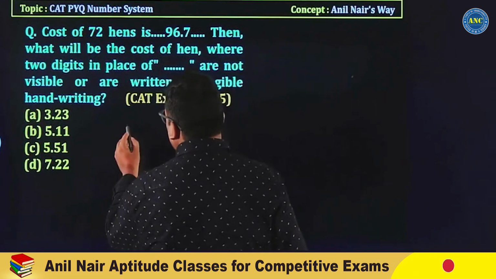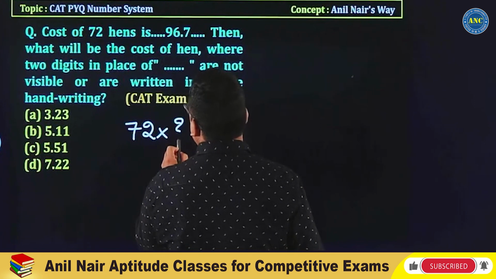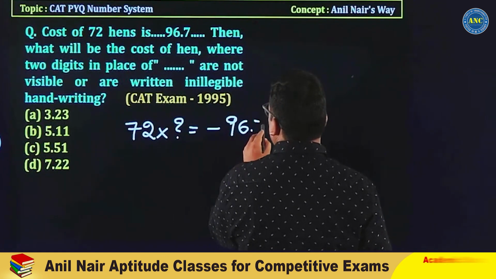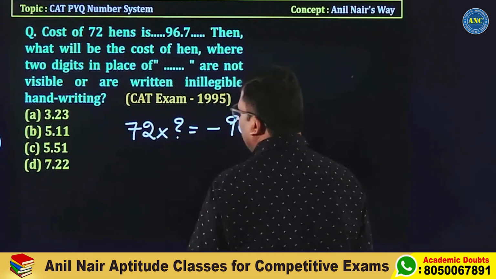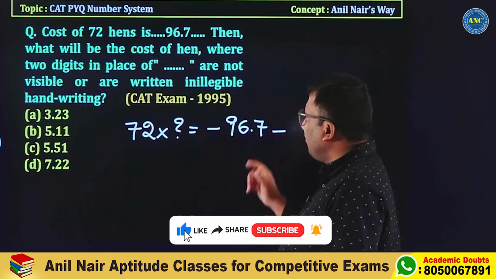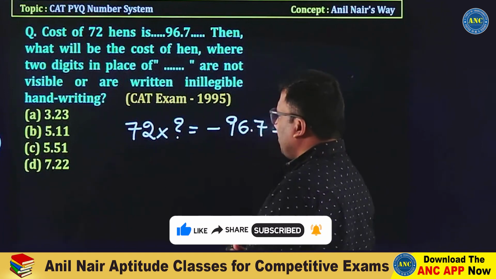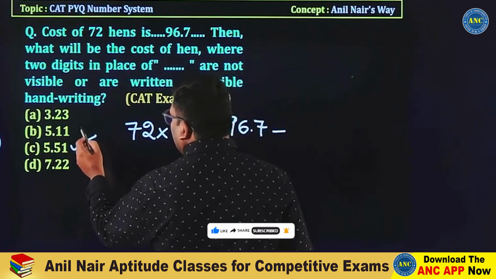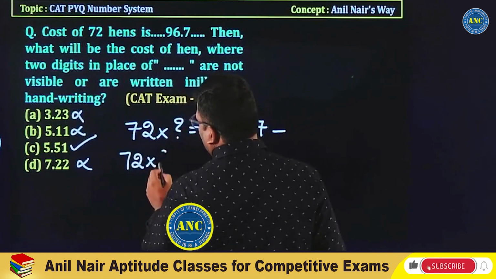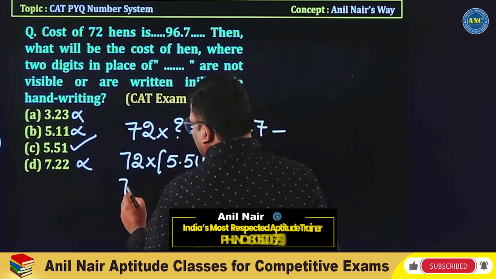Cost of 72 hens, 72 into. Each hen's cost we don't know, but 2 blanks are given. 96.7 slash. What will be the digit of these digits? We have to find out. It is invisible. Simple multiplication. Suppose I take option C, 5.51, this will be 72 into 5.51.